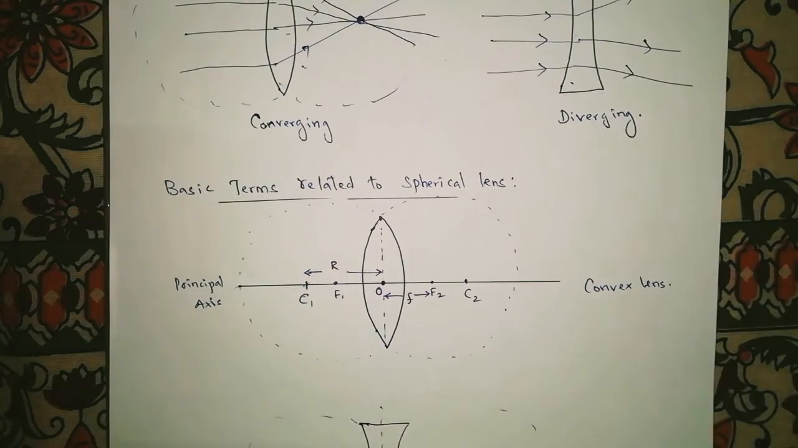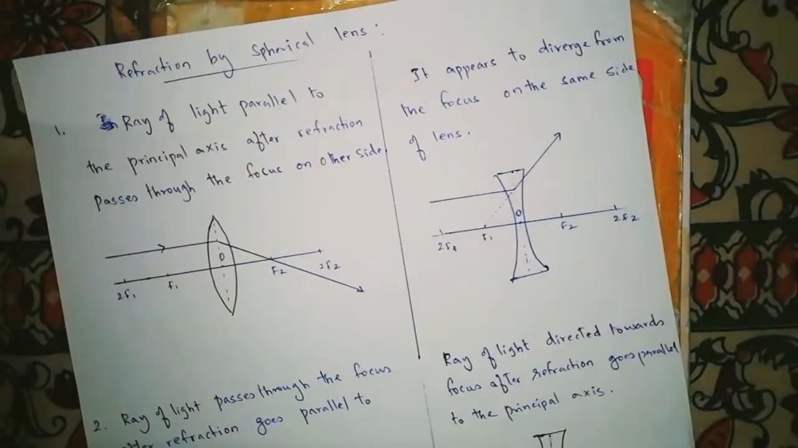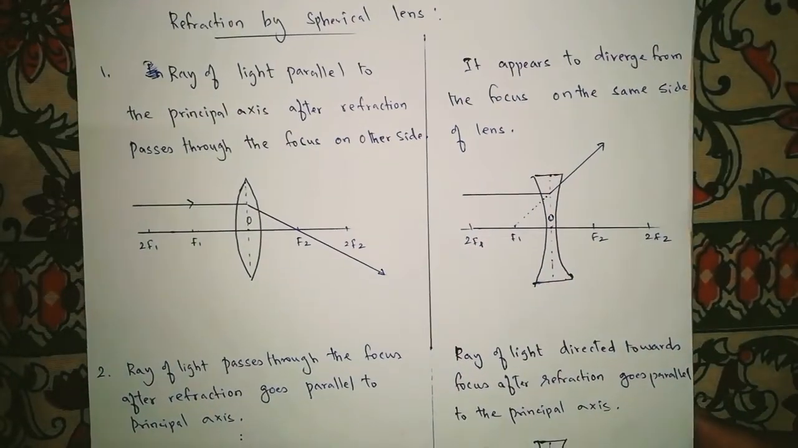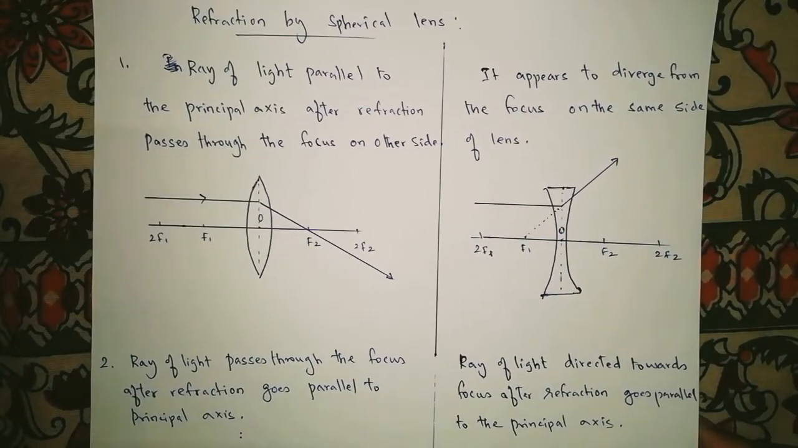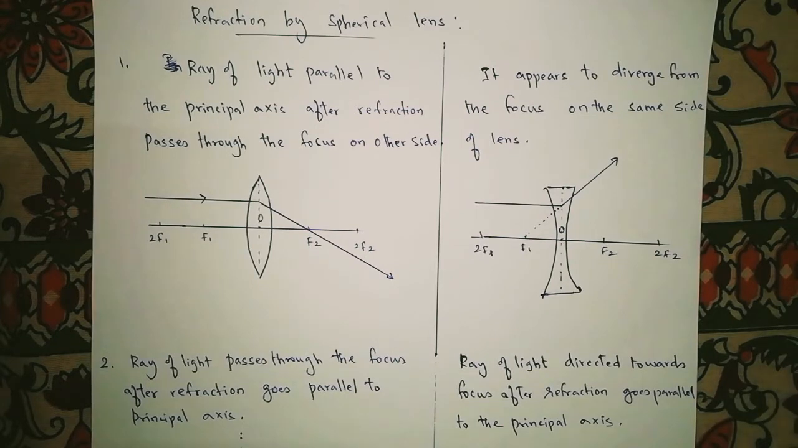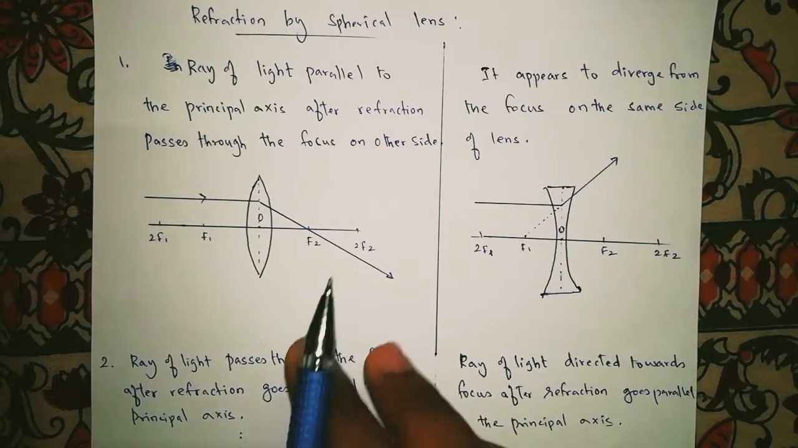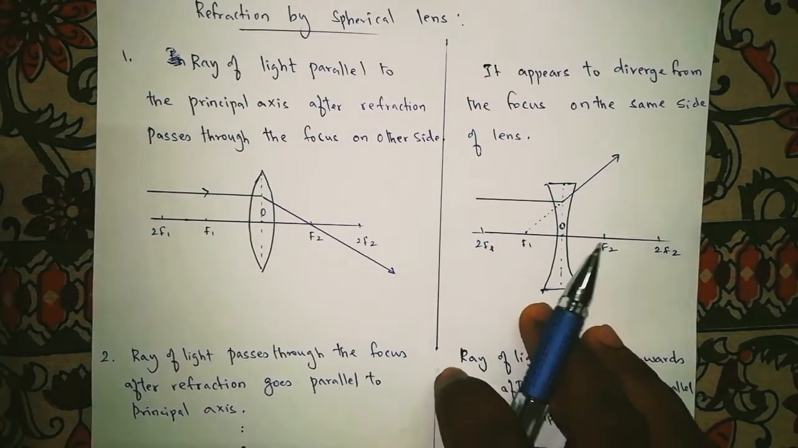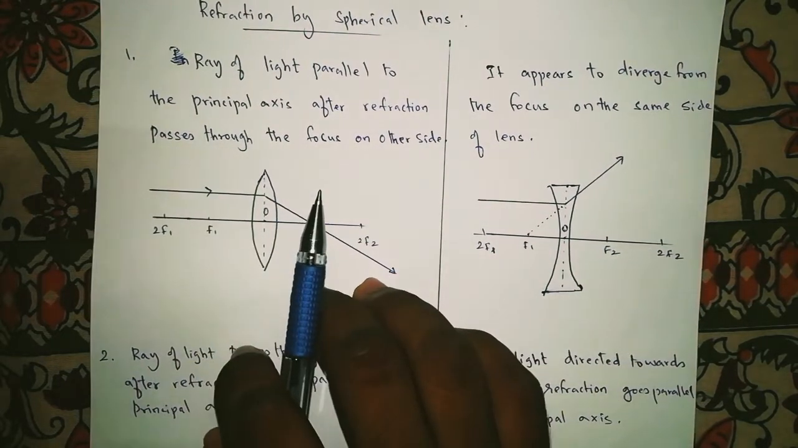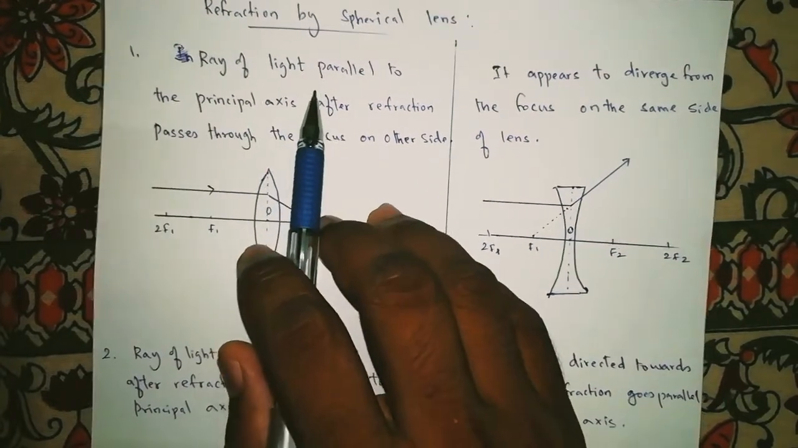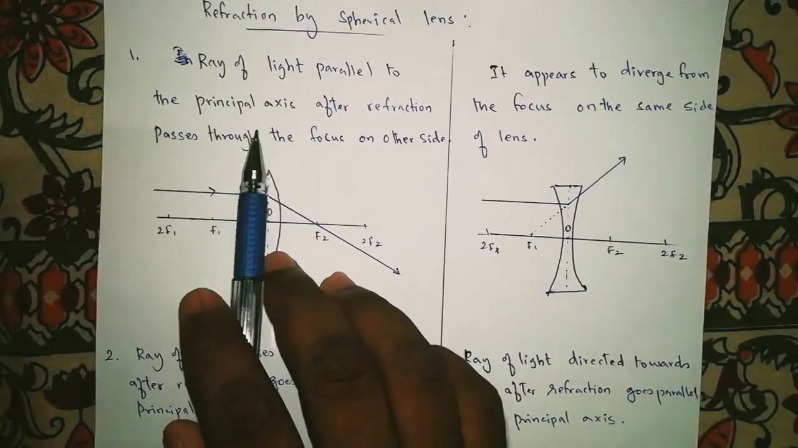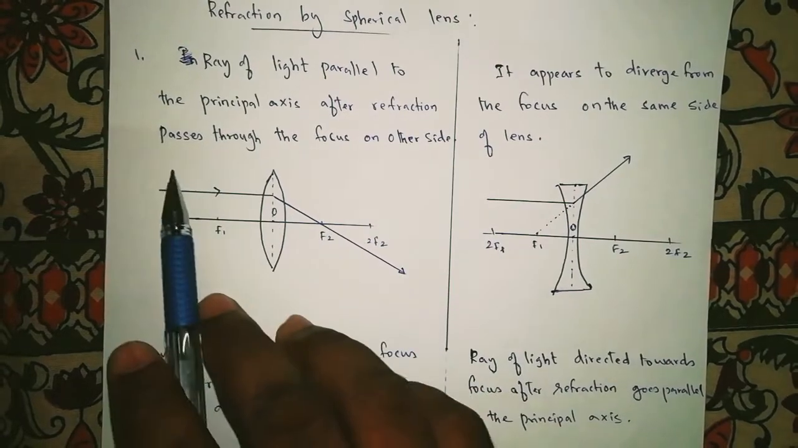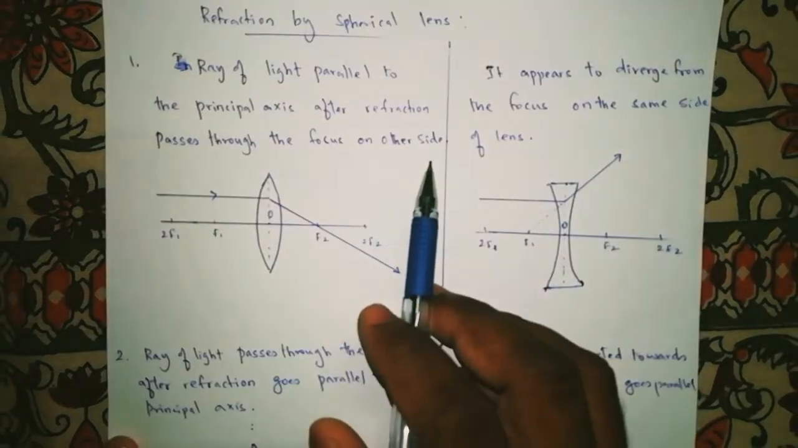In today's topic, we are going to learn the ray diagram of refraction by spherical lenses. The main rules, three rules we are going to learn in this topic. The first one, we are going to learn simultaneously for both convex and concave lenses. Okay, let's go for the convex lens. The ray of light parallel to the principal axis, after refraction, passes through the focus on the other side.